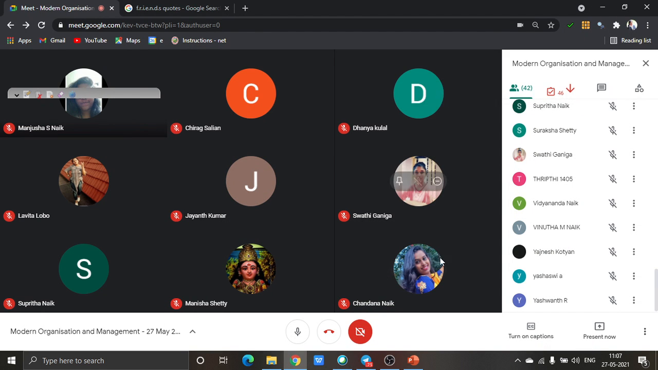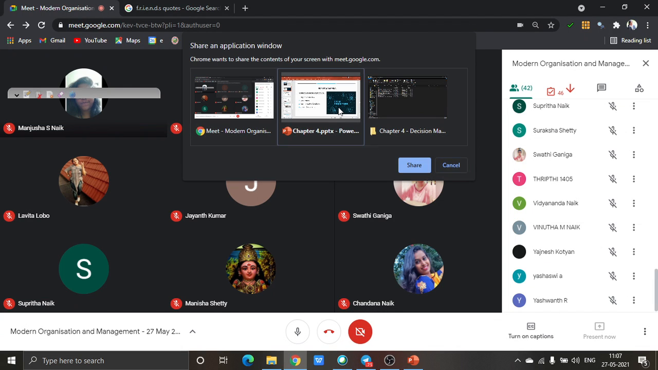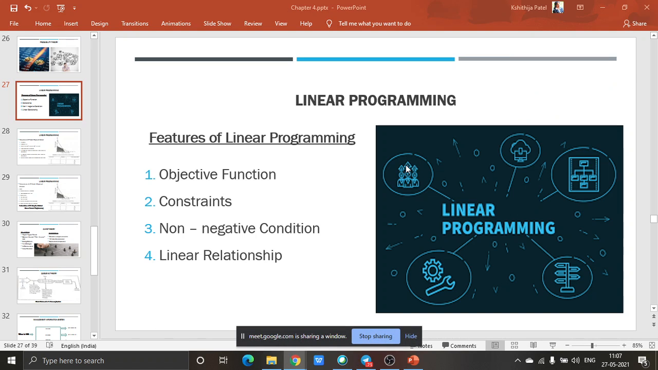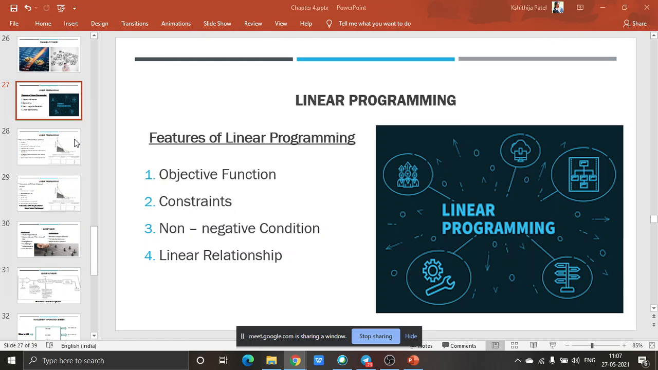Now we were speaking about linear programming. Now, after telling what it means and the features, if you see how it is constructed, probably you would get a better idea of what linear programming is all about.